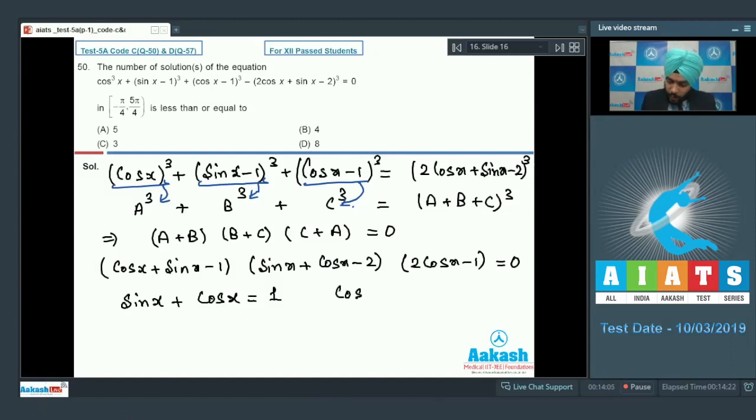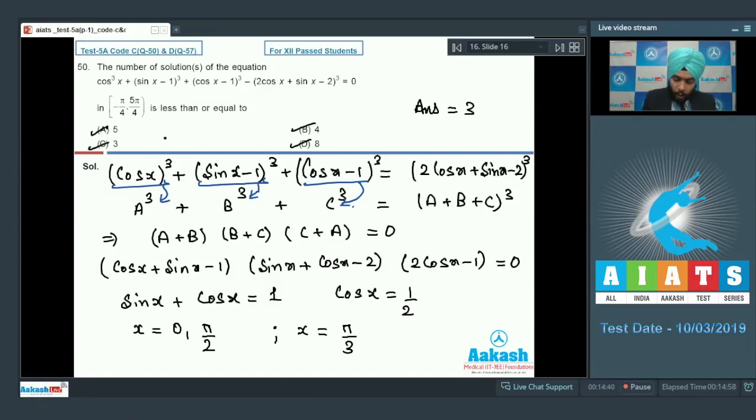Third term equal to 0 means cos x is equal to 1 by 2. In the given interval, if we take x equal to 0 or x equal to pi by 2, we obtain the solutions of the first equation. And for the second equation, we need x equals pi by 3. So we have the total number of solutions as 3. It is less than or equal to 5, 4, 3, 8. All four options are correct. A, B, C, D is the answer.